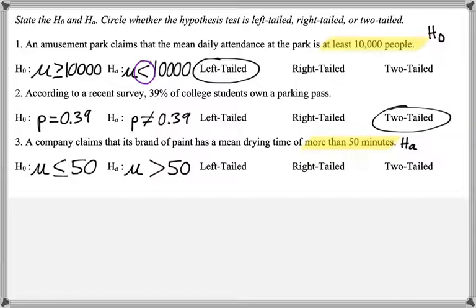But we actually don't care about the null hypothesis when it comes to determining what type of test it is. So because the alternative hypothesis uses a greater than sign, we know that this is going to be a right-tailed test.